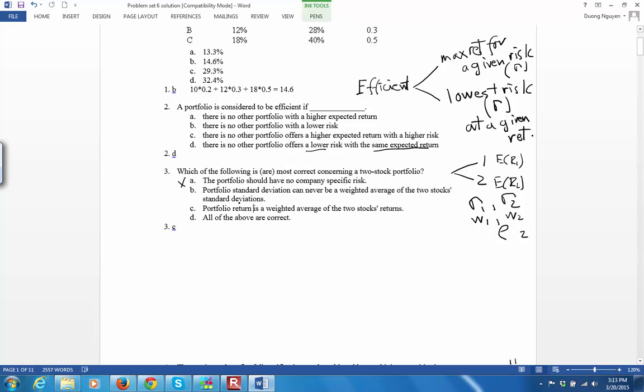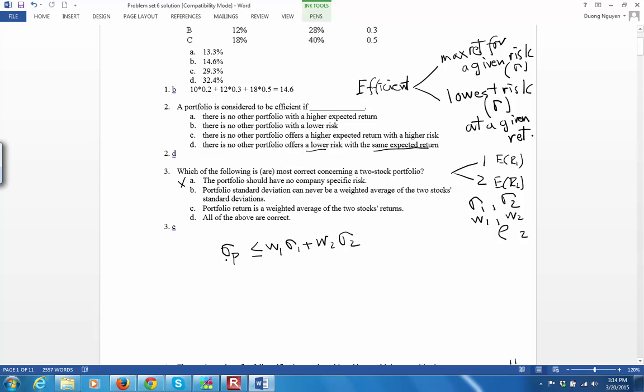And second, option B says portfolio standard deviation can never be the weighted average of the 2 stocks' standard deviations. Now let's take a look. If you have only 2 stocks in the portfolio, the standard deviation of the portfolio is always smaller than or equal to the weighted average, W1 sigma 1 plus W2 sigma 2. What it means is when you combine the 2 stocks in the portfolio, the risk of the portfolio would be smaller than the sum of the risk of the 2 stocks.